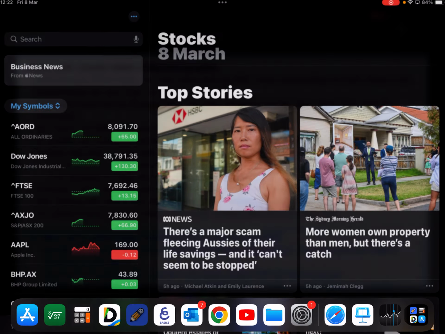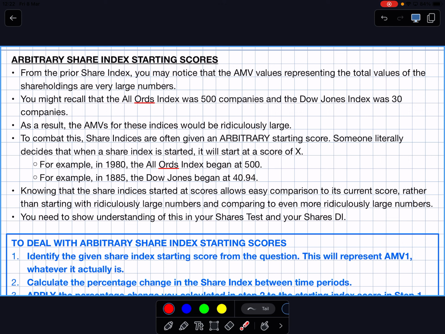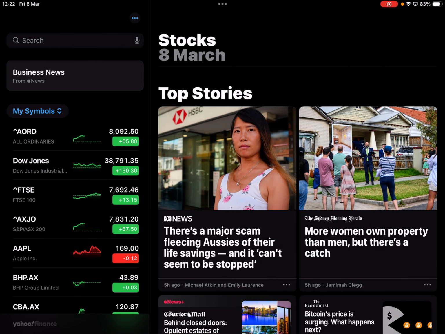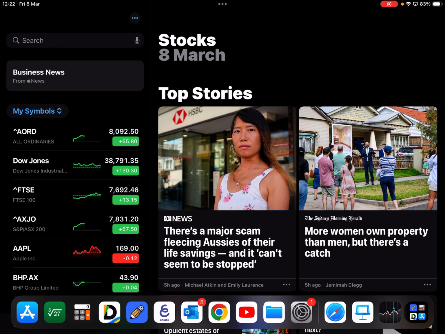So someone just decided an arbitrary starting score of 500. This is America we're talking about though. They measure stuff in bald eagles and everything. In 1885, what did they start the Dow Jones at? They didn't even bother with a round number. It just started at 40.94 for some reason, okay? But can we look at what the American economy is right now? The Dow Jones is up to 38,791. So it started off at 40 something, and now it's that. So what could you say about the Australian economy versus the American one? It just got dunked on, okay? But that's what an index is.